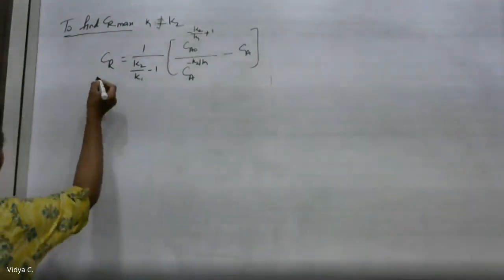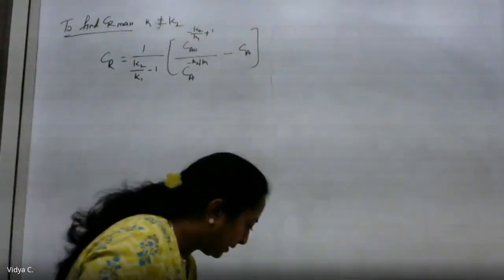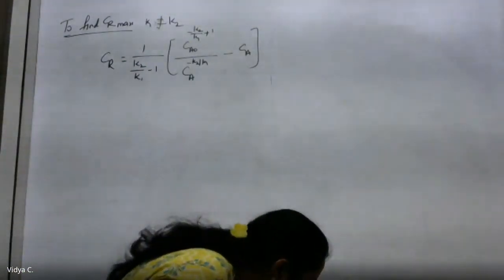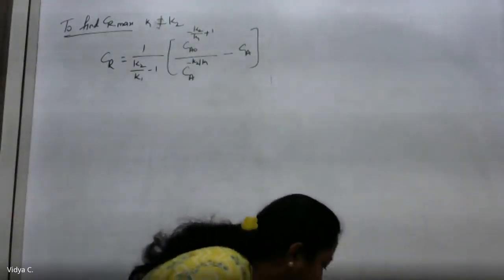Yeah, so this is actually very simple. What do I do in the next step? Next step, I'll divide this by CA naught. Did I take the correct equation? Let me check once. Yeah, it is the correct equation.